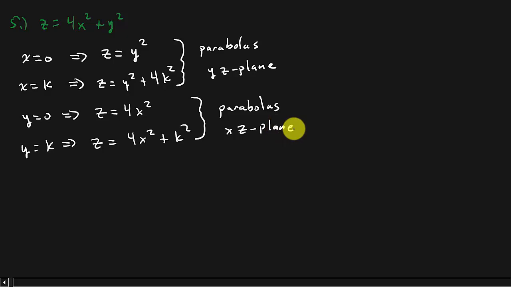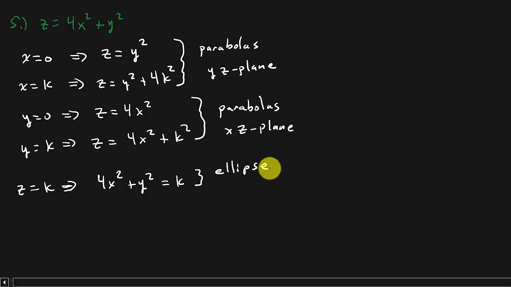And then what happens if I let z take on any constant value? Well, that's going to give me 4x squared plus y squared equals k. Okay, so what is this? Well, this is an ellipse, right? I can divide by k to get a 1 over here. And so the trace is an ellipse in which plane? In the xy plane.